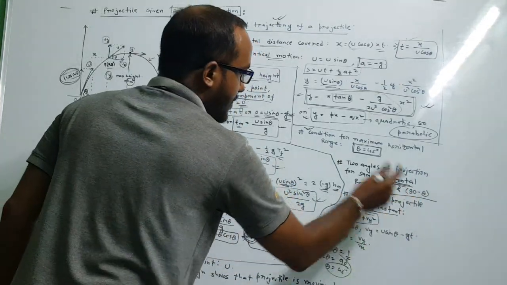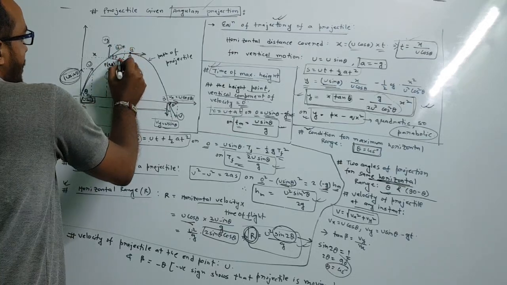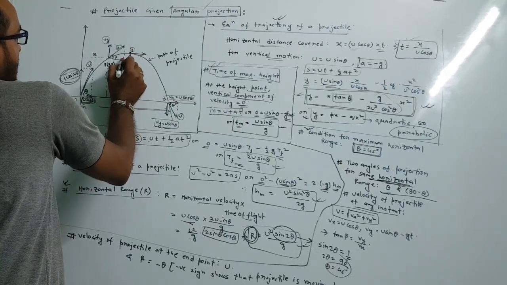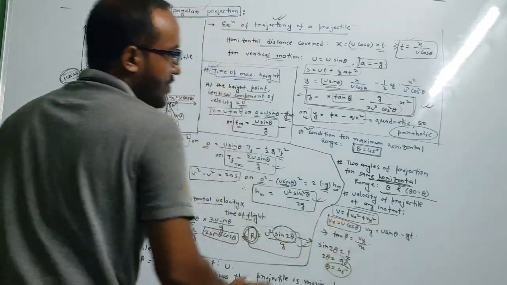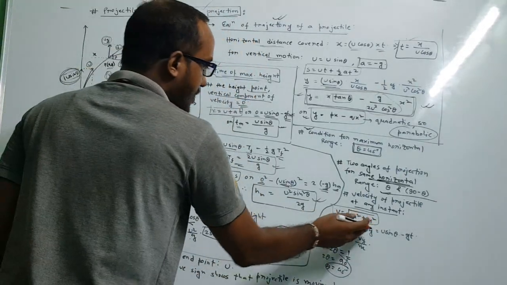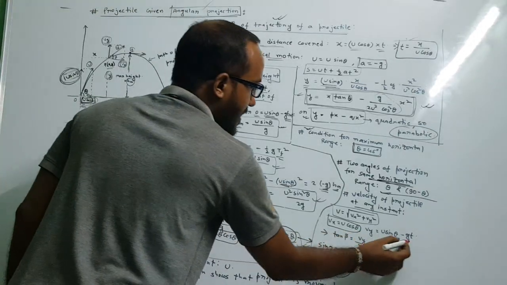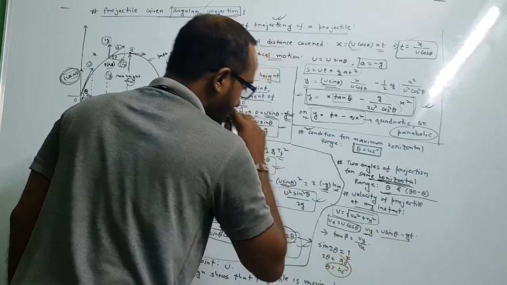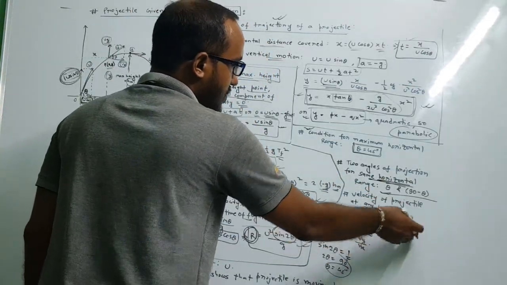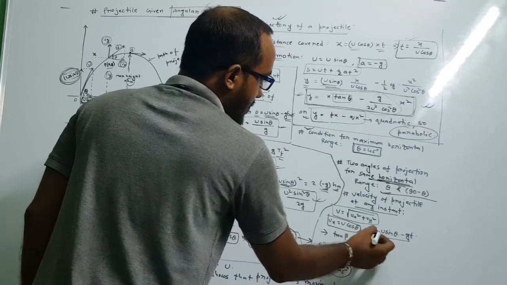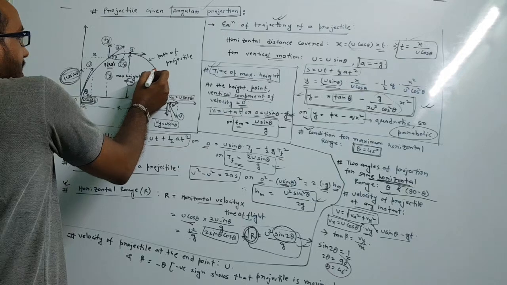Now, the velocity of a projectile at any instant. The velocity v is the root of vx square plus vy square. We know vx, the horizontal component, is u cos theta. We know vy is u sin theta minus gt, using v equals u plus at, where g is minus, so v equals u minus gt. Apply this, put the values here, and you will get the velocity at any instant.